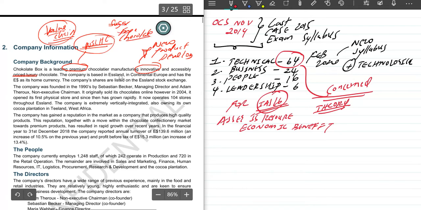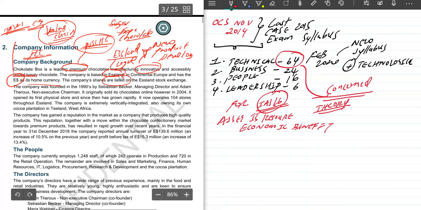The company is based in Iceland. Okay, so the country is very important, students, because the legal regulations all are affected by that. In continental Europe and has e-dollar as the home currency. So when you see that e-dollar sign, you need to always ask yourself, it is IAS 21 foreign currency translation. The company shares are listed in the Iceland Stock Exchange. So this is something different thing. So this time our company is a public limited company, students. The stock exchange is there. So I can also say there can be situation on corporate governance. So corporate governance can be an issue here.